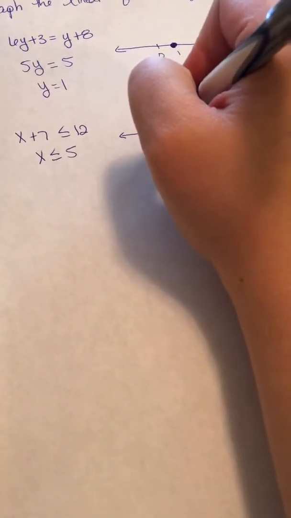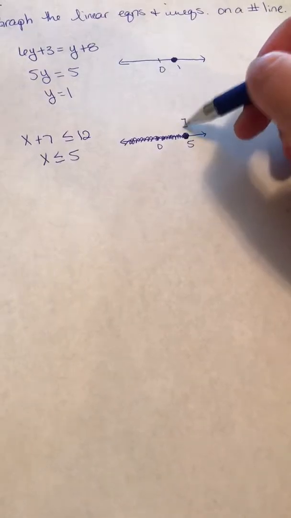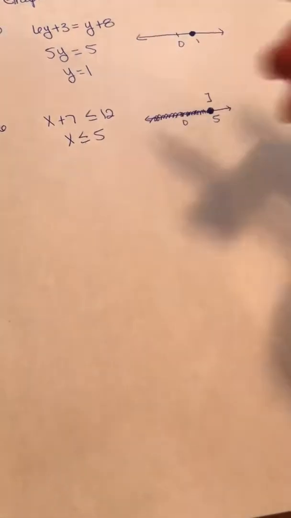And since it's less than, you shade to the left. So anything less than or equal to 5 works. So like I said, you can choose if you want closed circle or bracket. Makes no difference to me.